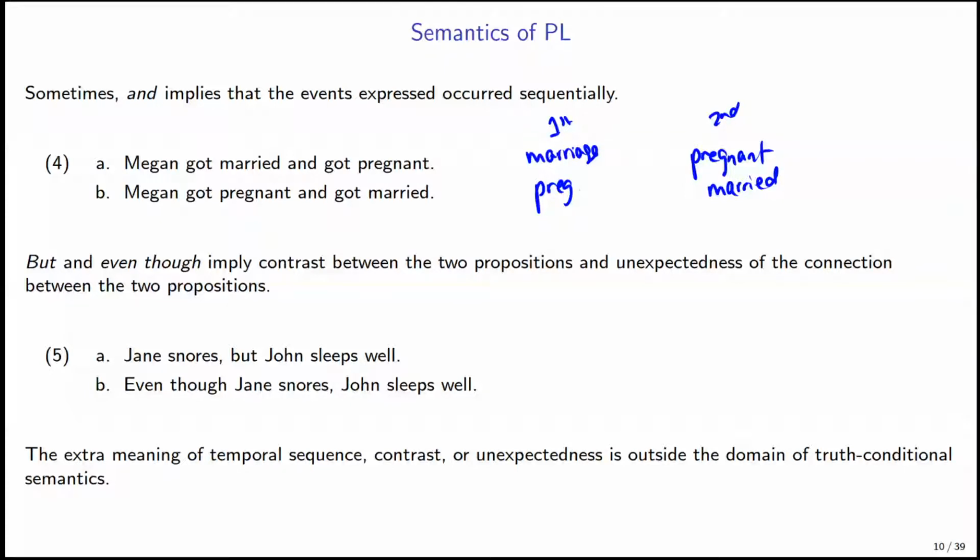This is just an implication. It's not an entailment, so we don't translate ordering. So we just translate and as and, and there's no assumption about which events come first.